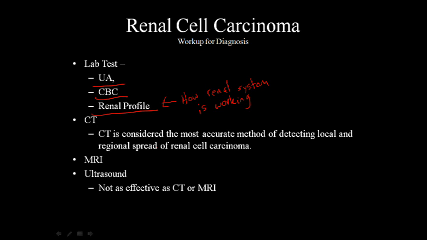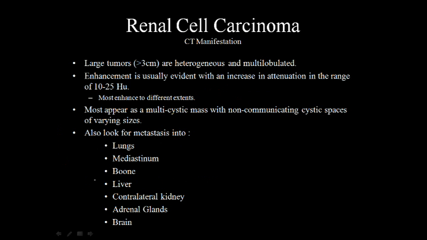Okay, CT is considered the most accurate. So that's something that we have going for us, that it's the most accurate method of detecting local and regional spread of renal cell carcinoma. MRI and ultrasound can be used too, but usually CT and MRI are going to be what you're looking for. Ultrasound will really detect what kind of blood flow these lesions have, and it's very, very good, but it's not as good as CT and MRI in the grand scheme of things.